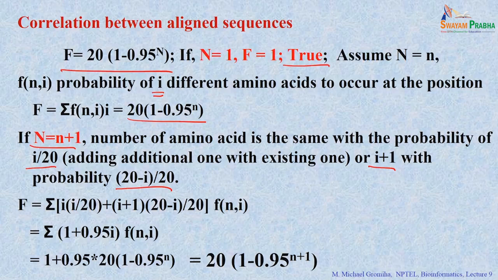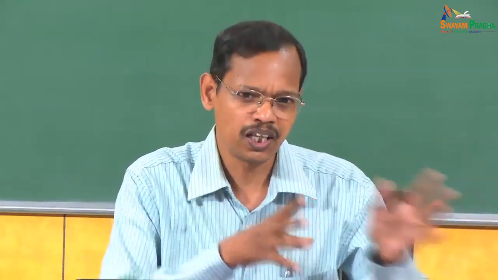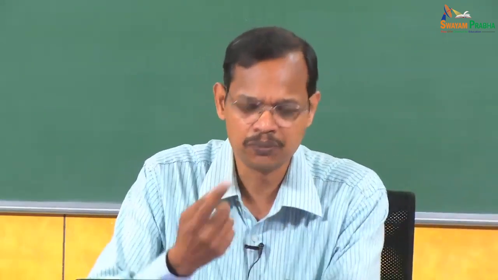So if you look at these two equations, if n equals n or n equals 1, it obeys this equation. And if it is n plus 1, the same, instead of n we use n plus 1. So if you prove this one, then we can use this particular equation to compare the actual and the random distribution and to get the independent counts.